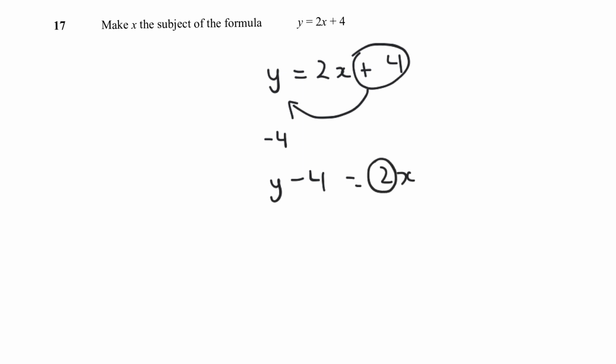Then here, remember, if you've got numbers and letters squished together in algebra, that means they're multiplying. So if it's times by 2 here, on the other side it becomes divide by 2, because that's the opposite of times. So it'll be y minus 4 over 2 is equal to x.